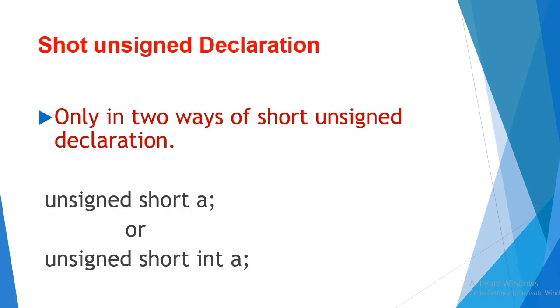Then next is the short unsigned declaration. Unsigned declaration has only two ways. You can declare with the help of unsigned short a, or unsigned short integer a. Only two ways are available for unsigned short declaration.